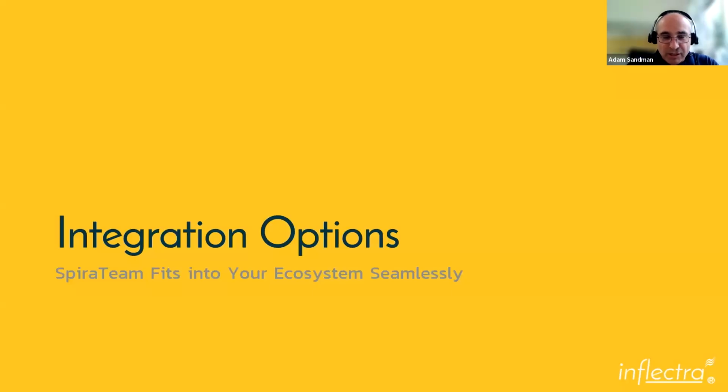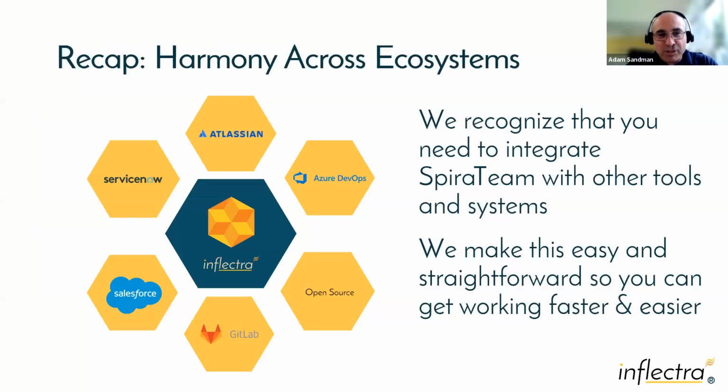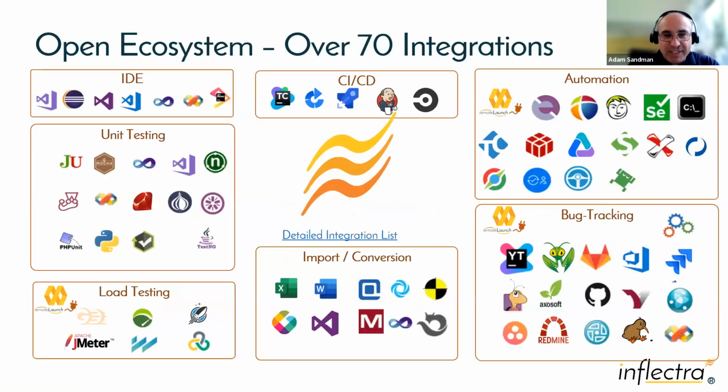And of course, as I mentioned earlier, back to the harmony concept, we believe that SpiraTeam should fit seamlessly into your ecosystem, and we will show some of the key big platforms, but that's actually not the whole story. As well as these big platforms, we integrate with over 70 different products. And this list is probably already out of date because we're always adding new integrations. If you're using CI/CD, GitLab, GitHub, Jenkins, Circle CI, Azure DevOps, TeamCity, or Bamboo.